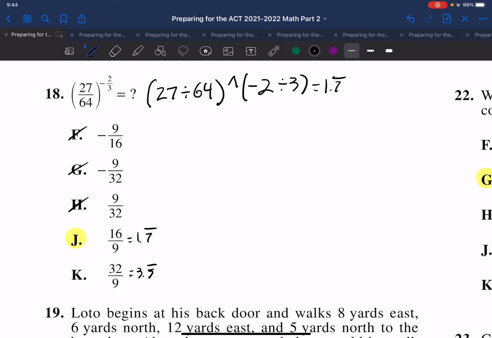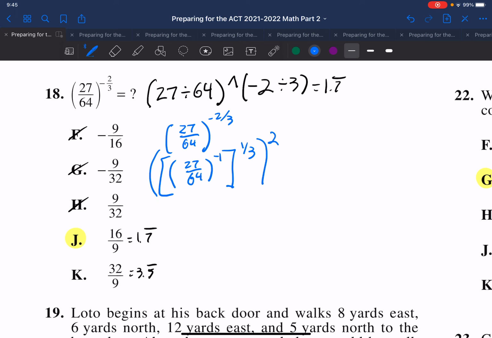Now, what if you didn't have a calculator and you had to do this one by hand? Because the whole ACT can be done without it. Some people choose not to, but it can be done. So how do you do this? Well, we take the entire exponent, negative 2/3, and we break it up into multiple exponents. We do it like this: 27/64, first we raise it to the negative 1, and then on top of that, we raise it to the 1/3, and then outside of that, we square it.